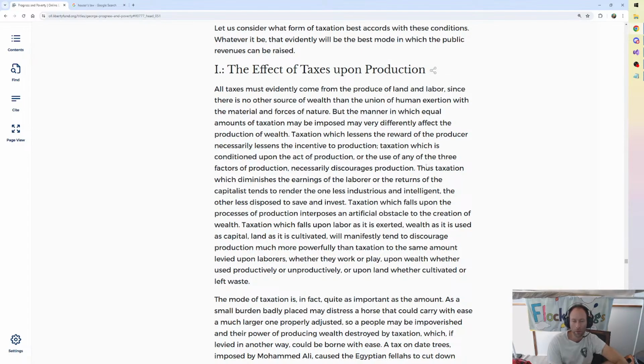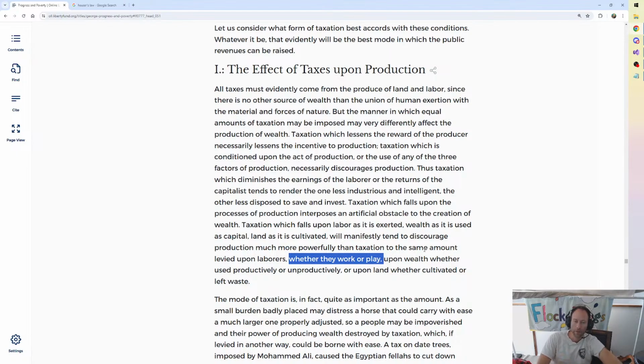Whether they work or play, hmm. That first taxation that falls upon labor as it is exerted, versus the same levied upon laborers whether they work or play. A kind of tax that's levied regardless, not because they work or play. Okay. Yeah.